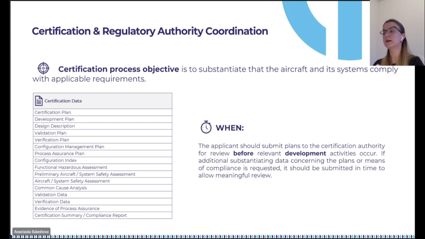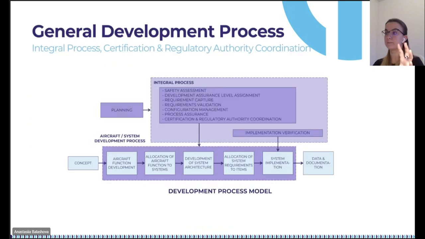In the B version, the certification and regulation authority coordination process has been eliminated from the integral process. However, this doesn't signify its absolute absence. Rather, the certification authority coordination chapter has been integrated into the development planning.